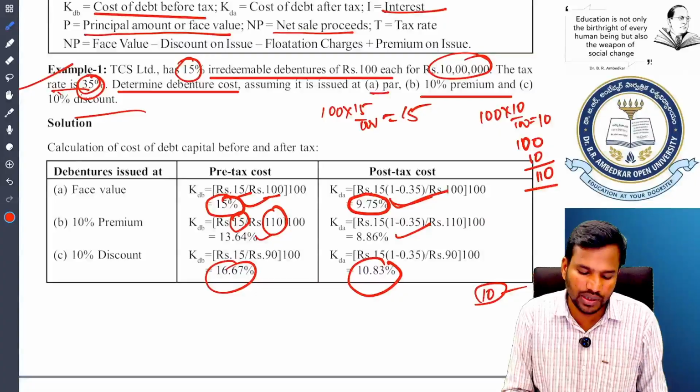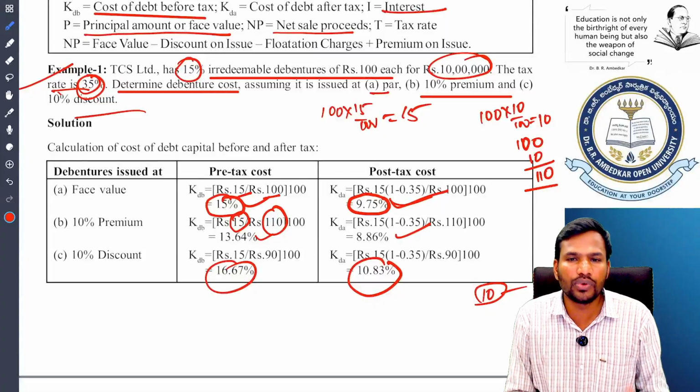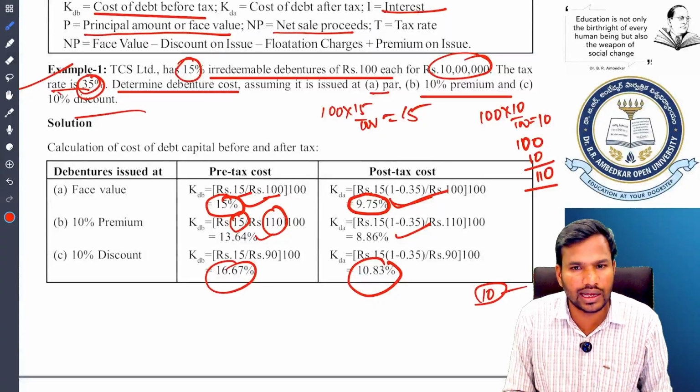The basic difference between pre-tax and post-tax is that in pre-tax we are not considering the tax rate, and in post-tax we are considering the tax rate.